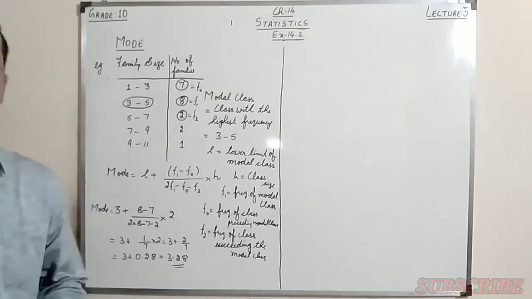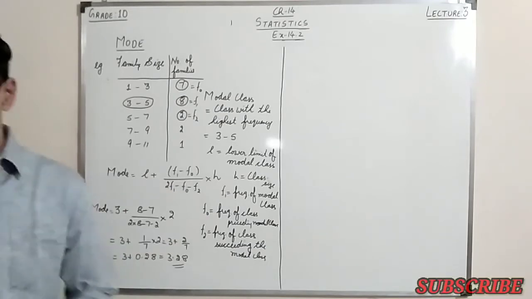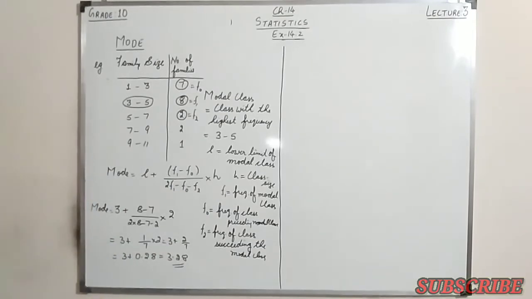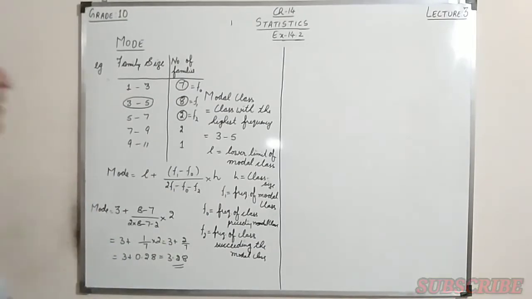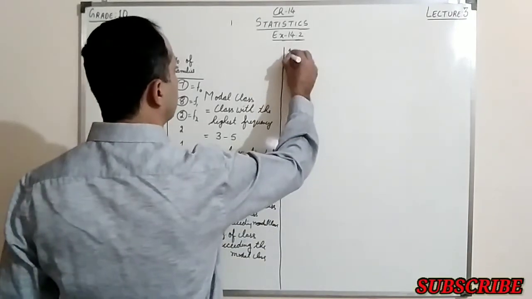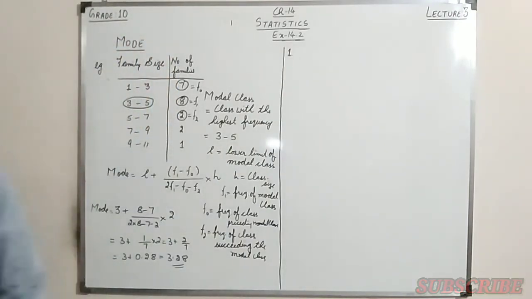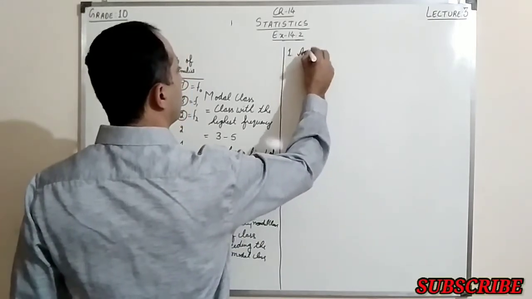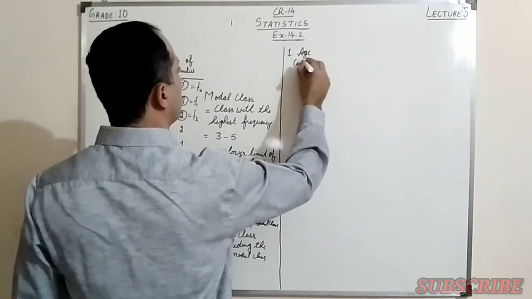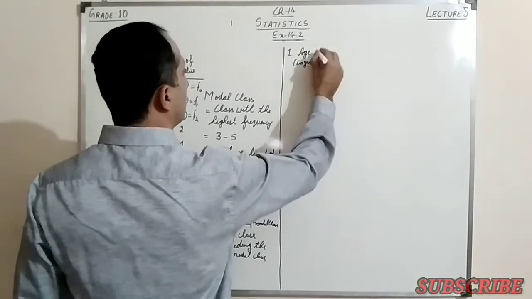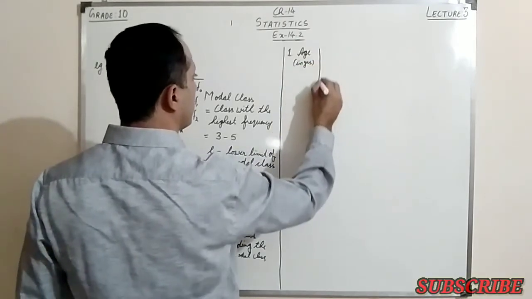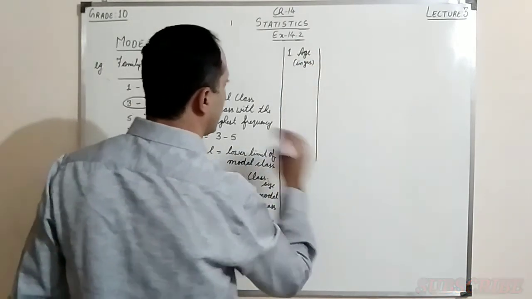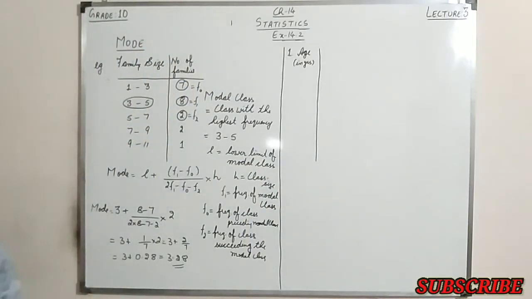Now let's take some questions from exercise 14.2. In the first question of exercise 14.2, we have to find the mean and the mode, and then compare. So what is given? We are given age in years, and then we have the number of patients.